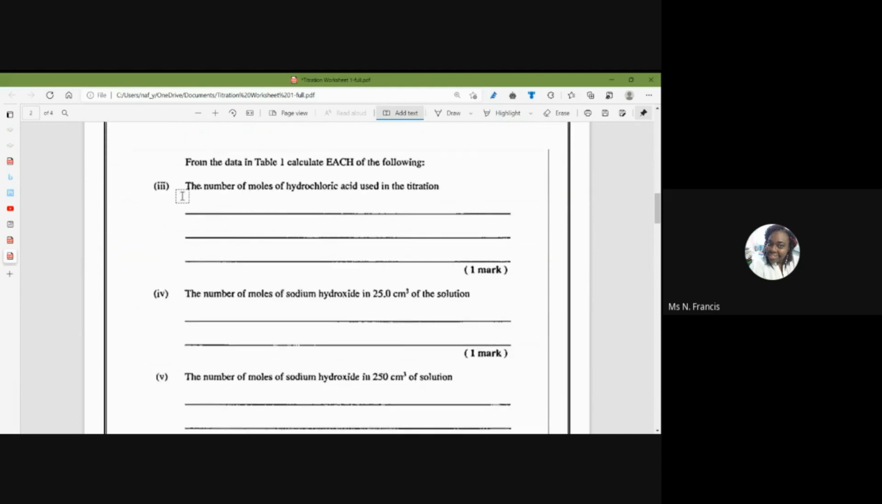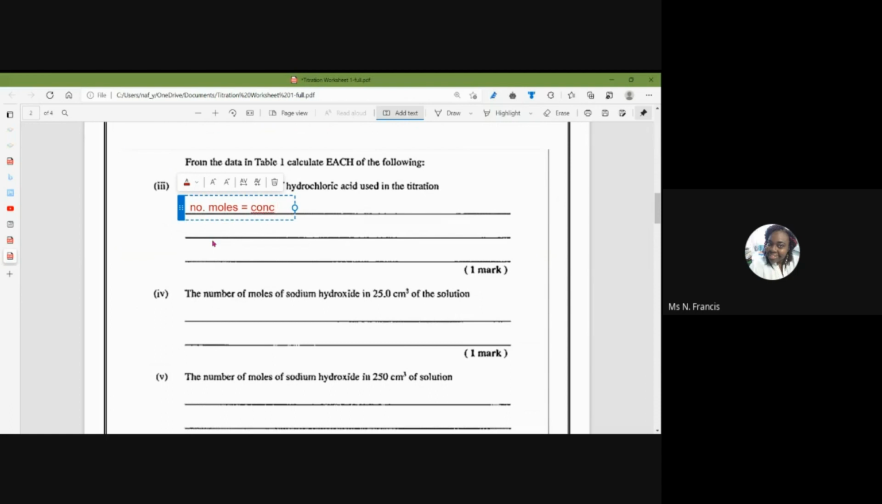Now it says calculate the number of moles of hydrochloric acid used in the titration. All right, now how do we find number of moles? So we're going to do it two ways. We're going to do it for the persons who like the formula, and we're going to do it for the persons for reasoning.